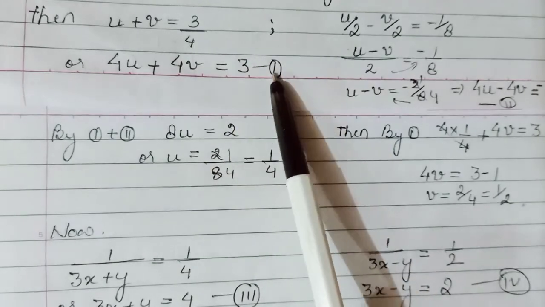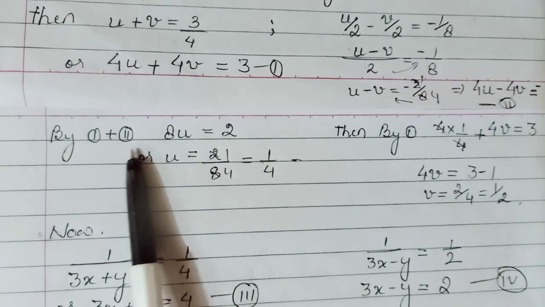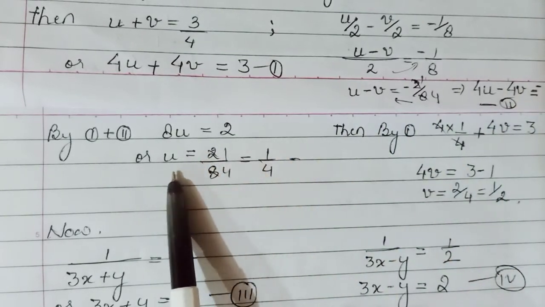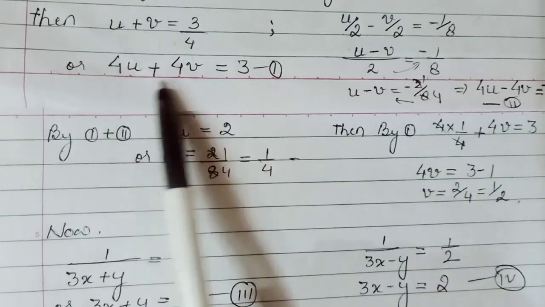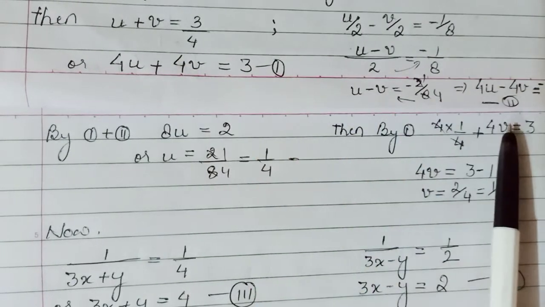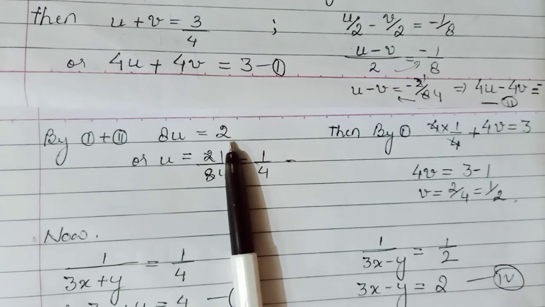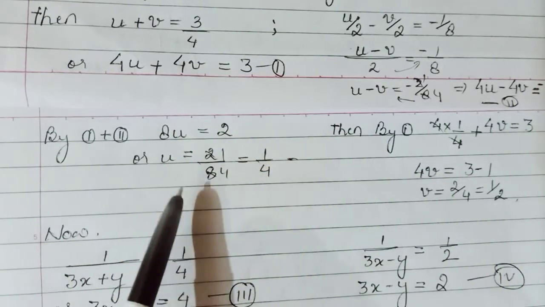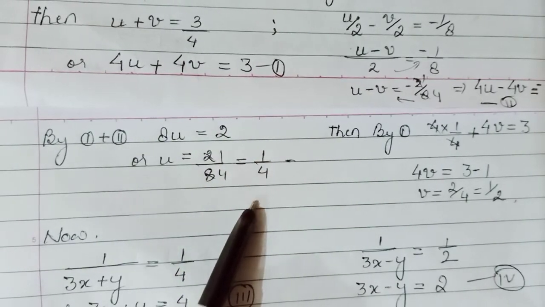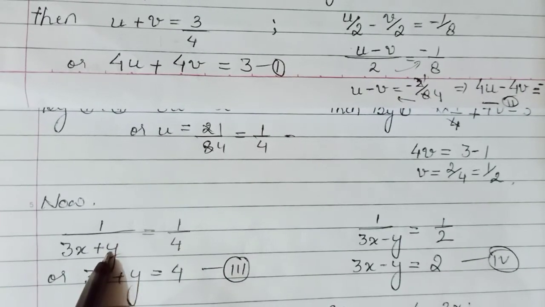So this was our first equation, this was our second. What we are doing here is adding them, simply because you have plus 4v and you had minus 4v. Adding them, plus 4u becomes 8u, 4v minus 4v gets cancelled, and 3 minus 1 gives you 2 on the right hand side. So your u from here will be 2 upon 8, which is 1 by 4, and later we'll put this value in because our question was to find x and y.